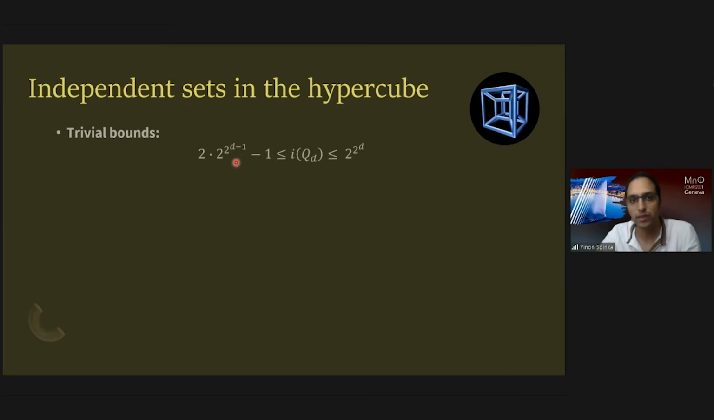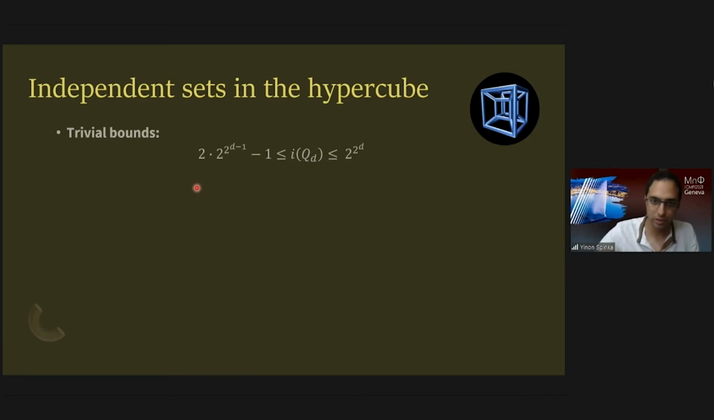And the lower bound is obtained simply by considering sets which are contained in one side of the hypercube. By side, I mean, this is a bipartite graph. We have the even side and the odd side, which consist of vertices whose sum of coordinates is even or odd. And these are the two bipartition classes of the hypercube. Each one has size 2 to the d minus 1, and this counts the number of subsets which are entirely contained in one of the sides, and there's a minus 1 because we are overcounting the empty set twice.